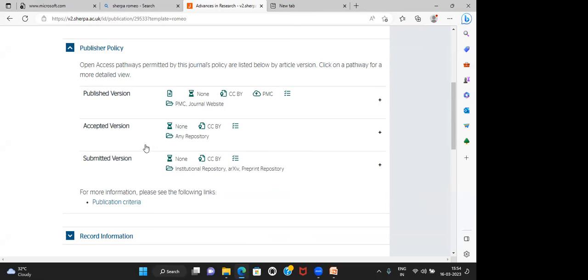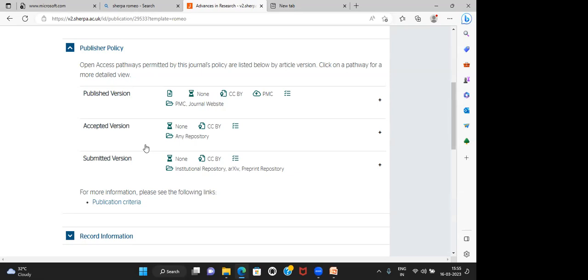And the accepted version is the version of the manuscript with peer review comments. So this is the accepted version. And the published version is the final version.